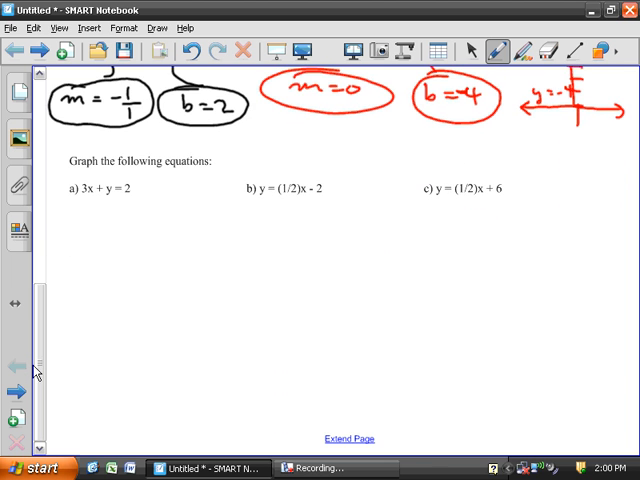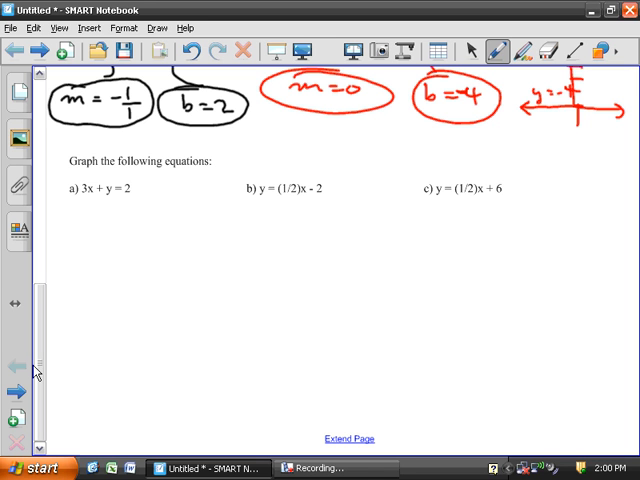So our next directions say graph the following equations. And the first equation we're given is 3x plus y equals 2. Well, if you wanted to fall back on the old create a table method, go ahead. You can do that. But that's not the topic of what we're doing right now. The topic of what we're doing right now is graphing these equations using slope-intercept. So I've got to find the slope, and I've got to find the intercept.